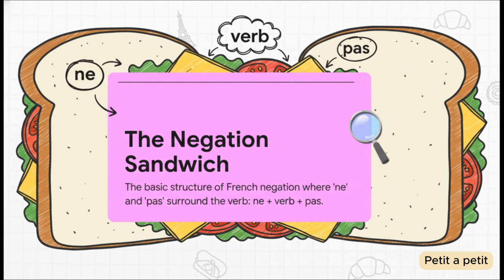Over time, that extra word just kind of stuck around and became the standard partner for ne. And this is the secret weapon. Seriously, if you can remember this one simple idea, you are golden. Think of it like a sandwich. The ne and the pas, they're the bread. And the verb you want to negate, that's the filling, right in the middle. Just remember the negation sandwich, and trust me, you've already won half the battle.